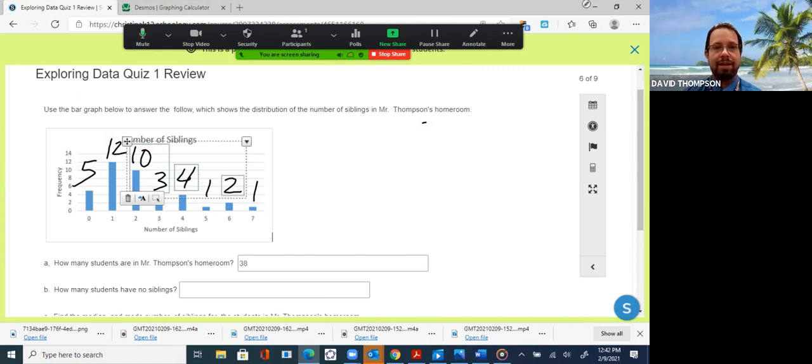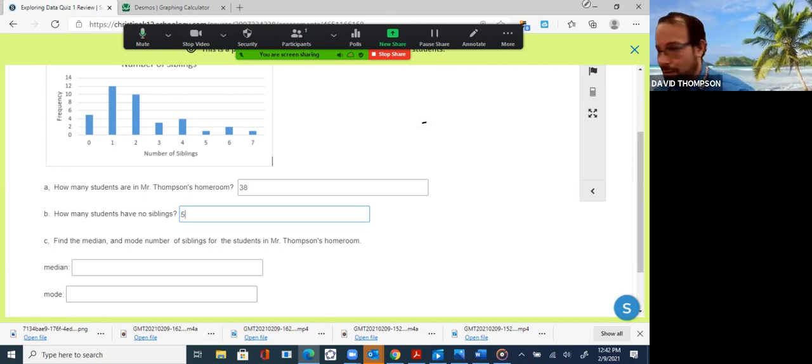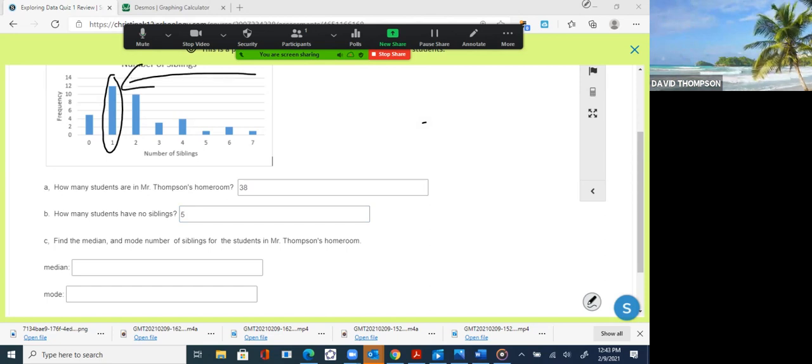Okay, we want to figure out how many students have no siblings. So if we look at the bar above 0 siblings, it goes up to 5. So there's 5 students that have 0 siblings. Okay, find the median and mode number of siblings for the students in Mr. Thompson's homeroom. So for the mode, that's the easy one. That's just the highest bar. So this is my mode. So that would be the number at the bottom. So that would be 1.